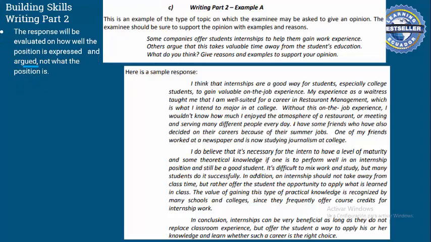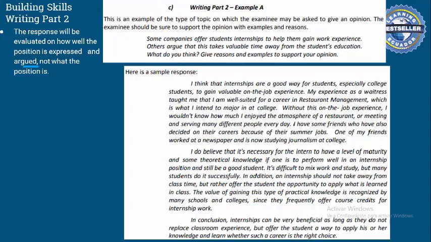Now, in writing part 2, the response will be evaluated on how well the position is expressed and argued, not what the position is. So it does not matter what your position is. The important thing is how it is expressed and argued.